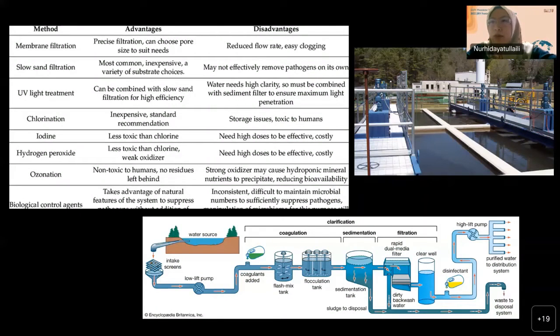Another example of limitations: chlorination or iodine have storage issues, and some of them are toxic to humans and need a high dose of the compound, which will definitely affect the total cost of the water treatment. And ozonation treatments need a strong oxidant that may cause the mineral nutrients to precipitate, and it will also affect the viability of the system. So at this point, simple, effective, low-cost, and environmentally friendly water treatments are needed.